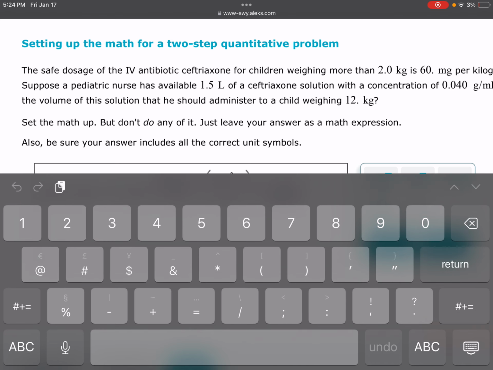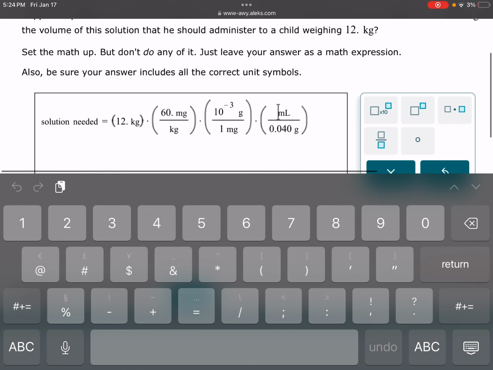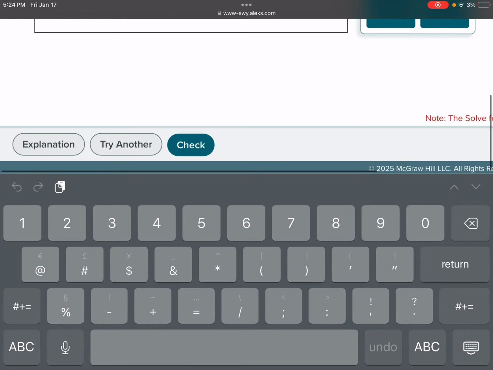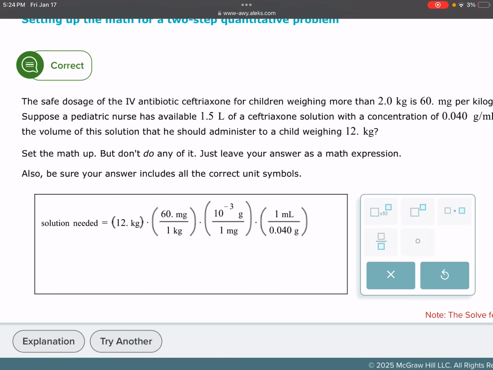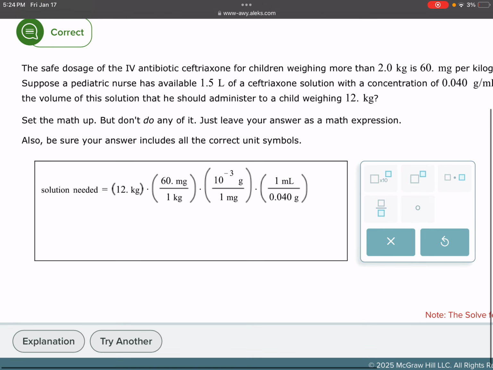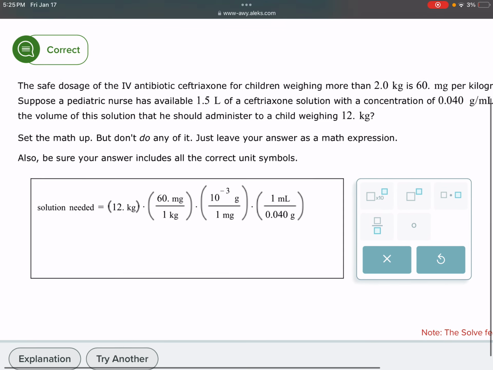I'm going to put a 1 here. Let's see if we get... And a 1 here. And a 1 here. Okay, that's crazy. All right, so I got to have those 1s in there, but it worked.